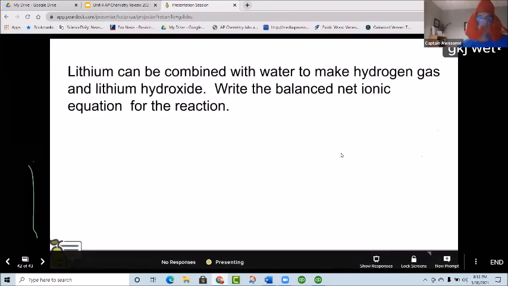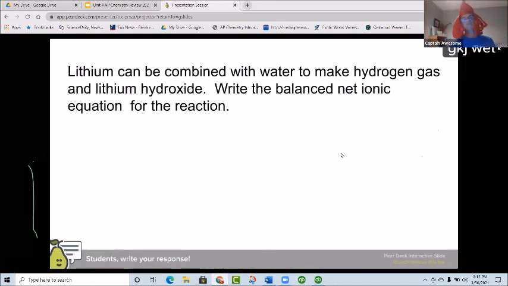Right. So the last thing I want to do is this balanced net ionic equation. So let's see if you guys can write a net ionic equation for the reaction between solid lithium and water to make hydrogen gas and lithium hydroxide. The lithium hydroxide would be aqueous. And this will be the last thing we do.